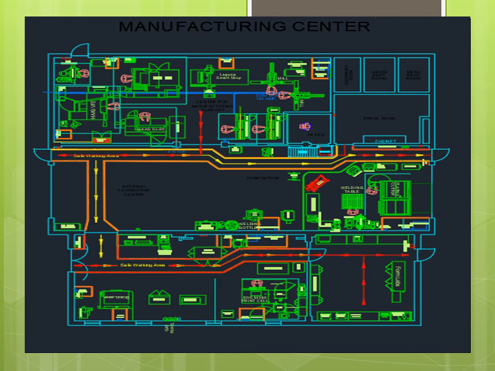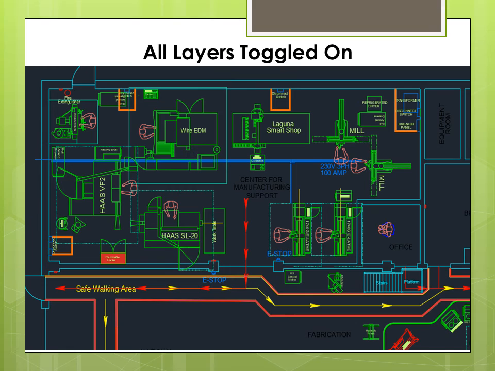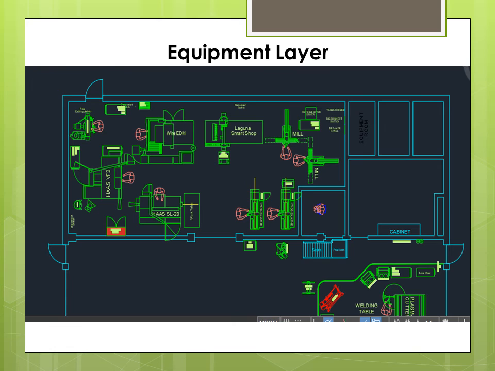Again, I apologize for the distorted view. Let's zoom into the Haas CNC room once again. As you can see, this floor plan is a mess, and it's a bit confusing. You are left asking yourself, what is what? This is what the floor plan looks like with all the layers toggled on. I'll toggle off some of the layers so you can see what I mean by a clear view. Now that is better. This is the view with just the equipment and the equipment labels layer toggled on.